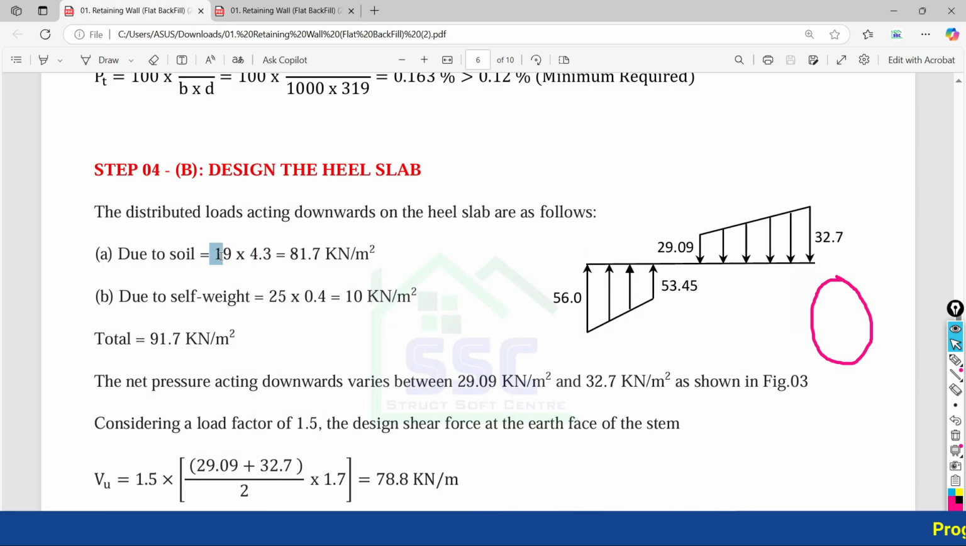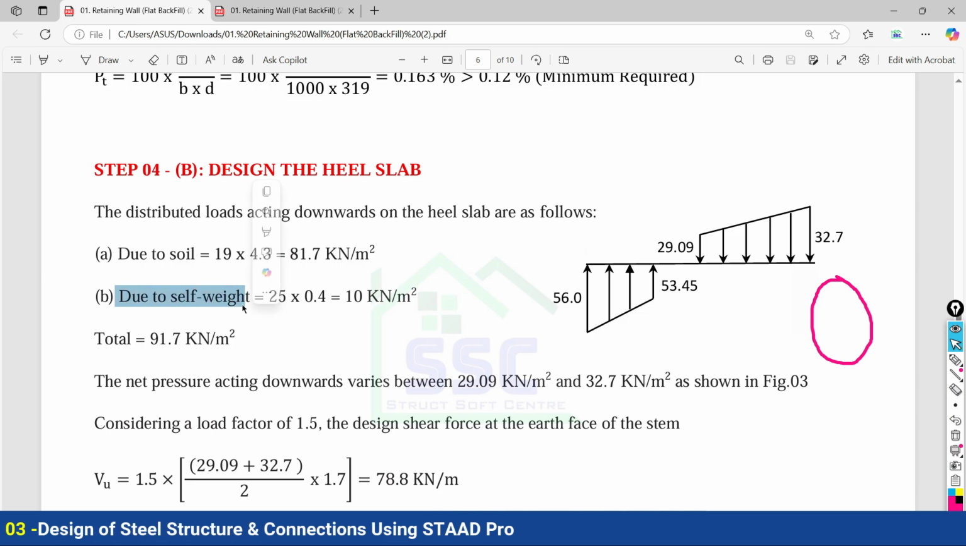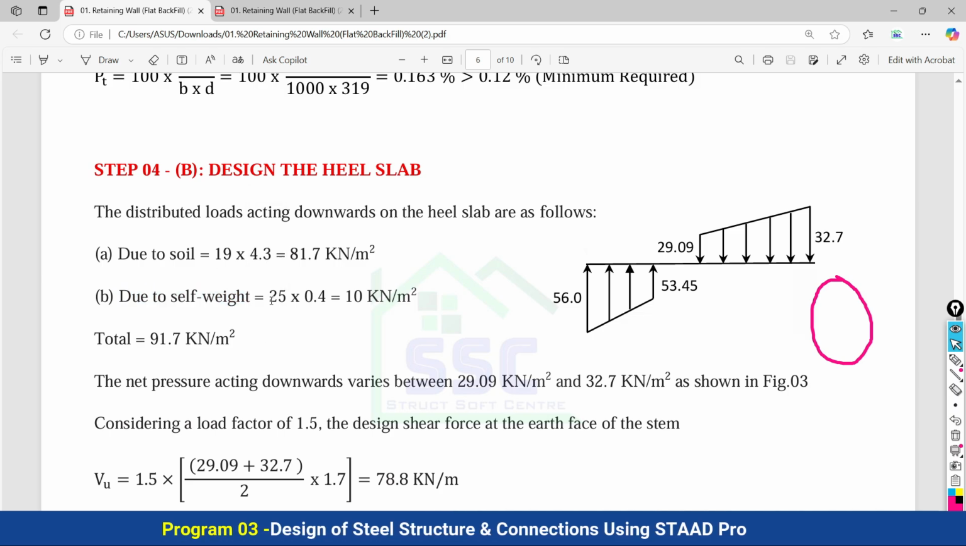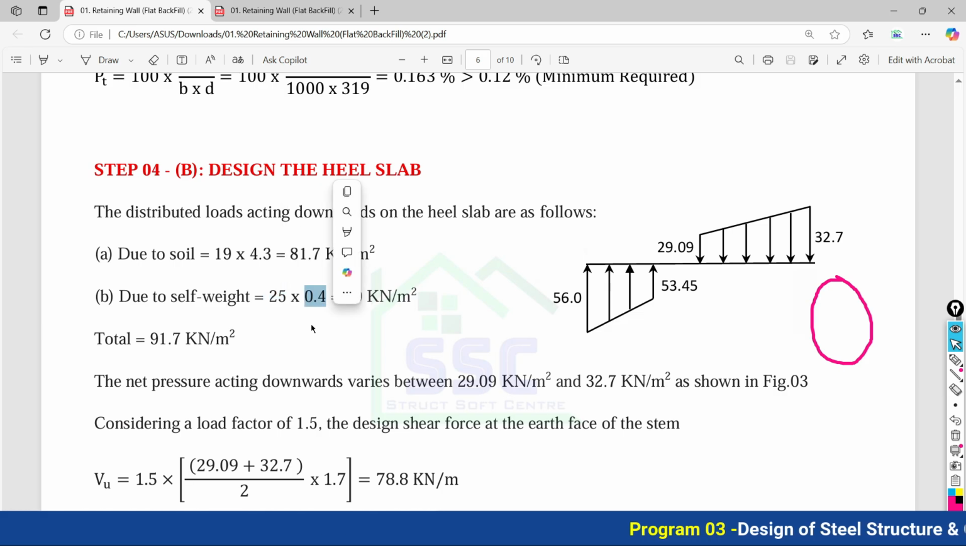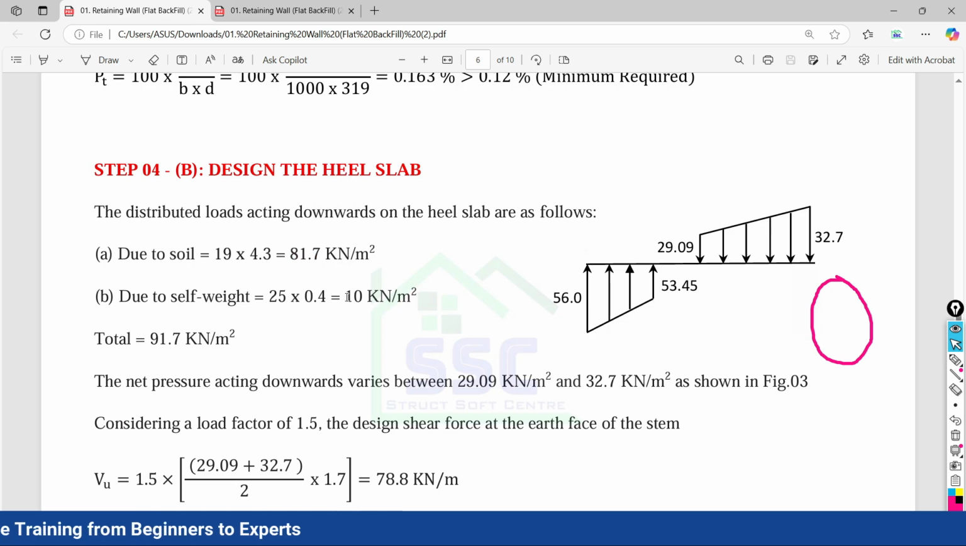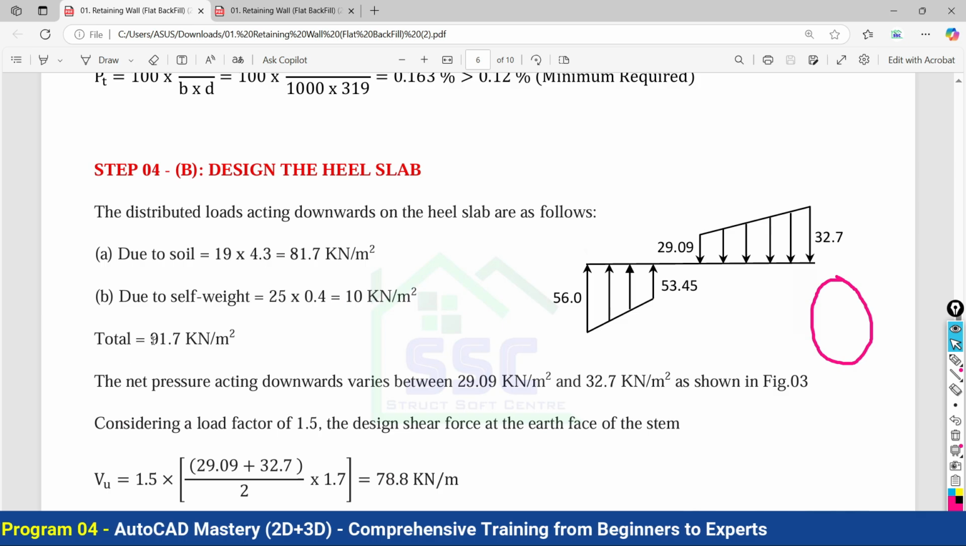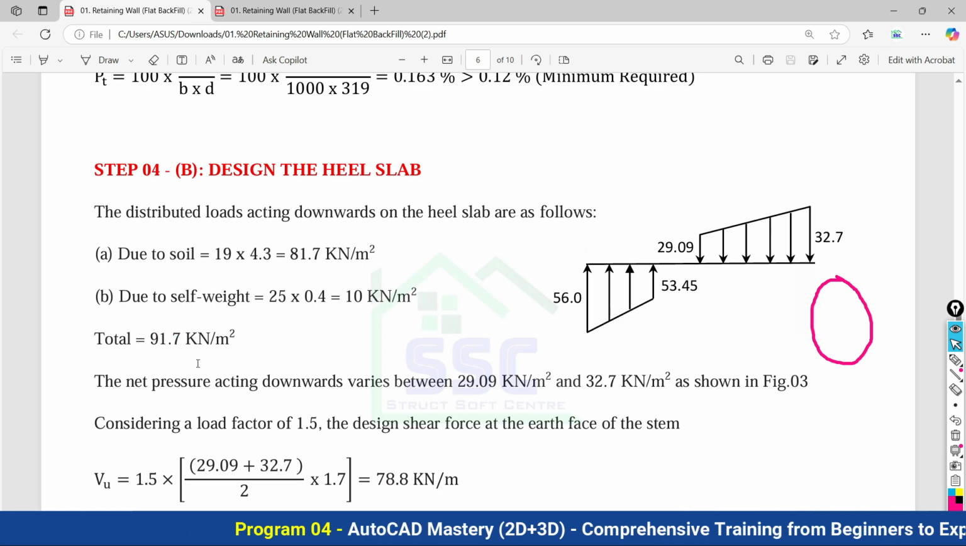So 19 into 4.3, that is going to become 81.7 kilonewton per meter square directing in downward direction, plus self weight of the heel slab. Self weight of the heel slab can be calculated by multiplying the unit weight of the concrete with the thickness of your heel slab, that is 400 mm. It is going to become 0.4 meter. After doing this, we are getting the value of 10 kilonewton per meter square. You have to add these two values. You will get finally total intensity of the load directing in downward direction, that is 91.7 kilonewton per meter square.